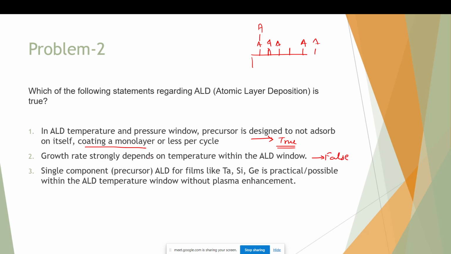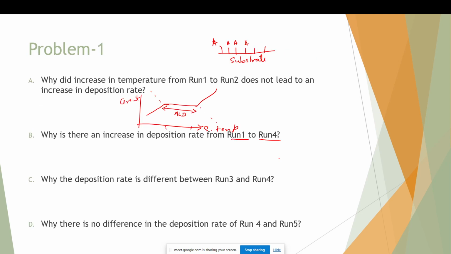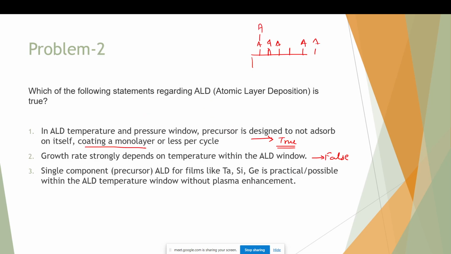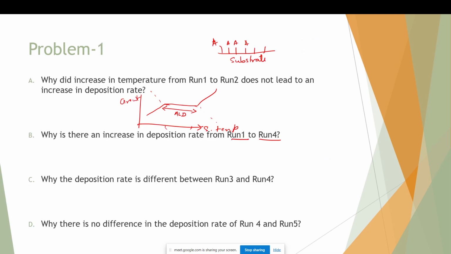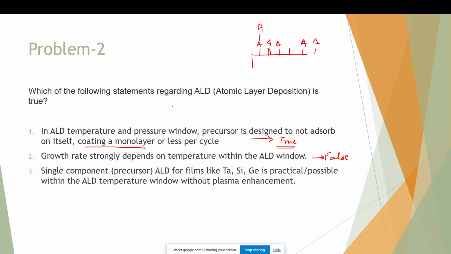The second one is false because growth rate does not depend on temperature in the ALD window, just like I told in the previous case. The ALD window is chosen such that it is temperature independent. The growth is only limited by the chemisorption process or by the flow of precursors. It only depends on them, and there is very weak temperature dependence or no temperature dependence in the ALD window. So this is definitely false.